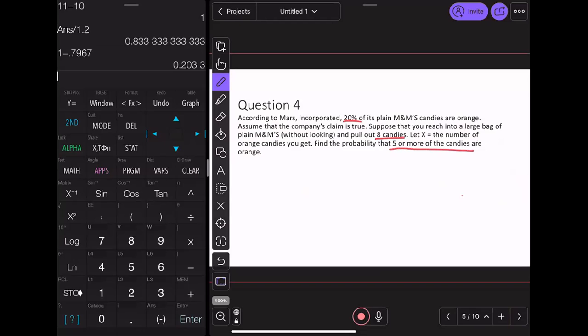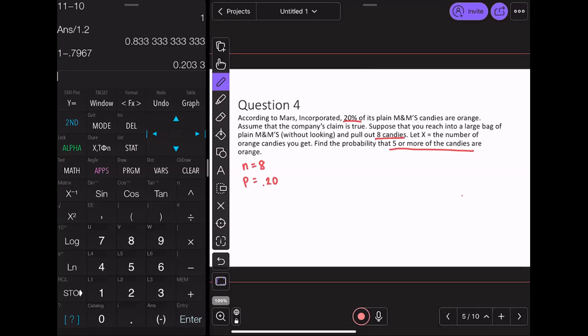So this is a binomial problem because there are 2 options. It's either orange or it's not. To figure this out, we need to identify N and P. N is how many candies you're grabbing, which is 8. P is the probability of success, which in this case, a success would be an orange candy. And since it's 20%, P would be 0.2.